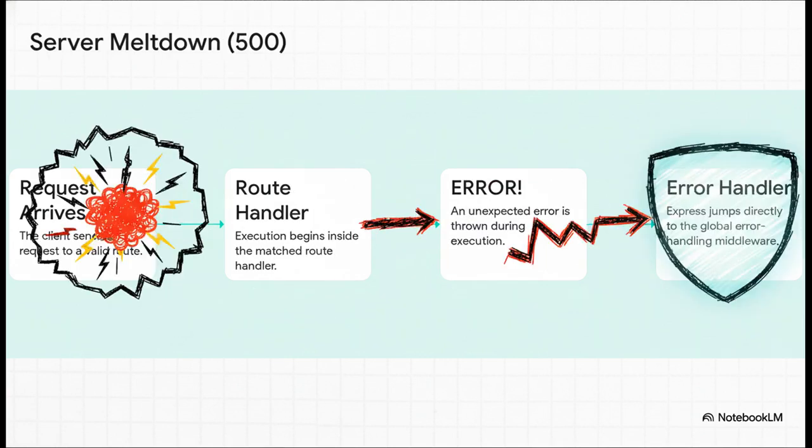Okay, but this is the scary one. What if an error happens inside a route that was found? This isn't a lost user, this is a bug in our code, and if we don't handle it, boom, the whole server could go down. But with Express, the moment an error is thrown, it hits the brakes immediately. It doesn't continue, it just jumps directly to our ultimate safety net, the global error handler.